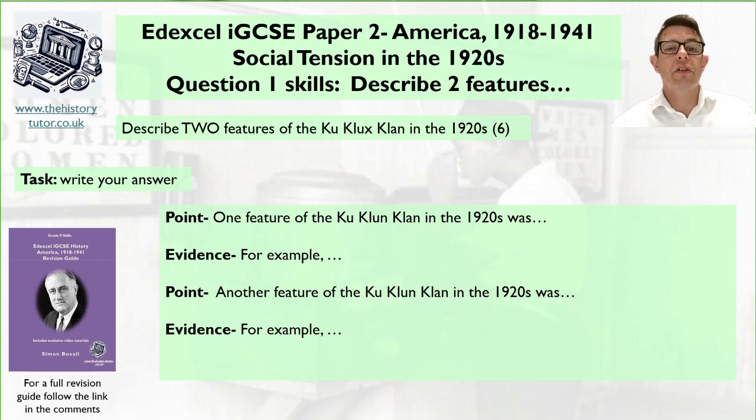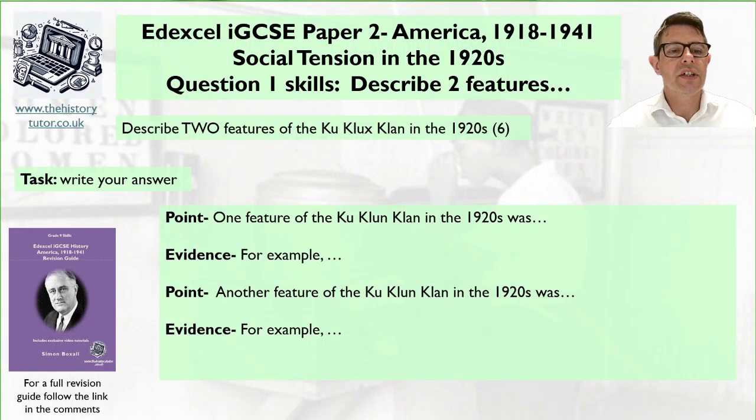Now, in terms of this describe question, it's about making 2 points, each supported with some evidence. So you can set up your answer by repeating the question back. So one feature of the Ku Klux Klan was that set out an idea. So it was that they maintained racism in the South, for instance. Then give your evidence. For example, they did this, and then repeat the process.